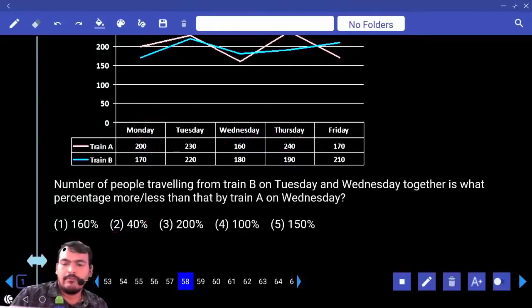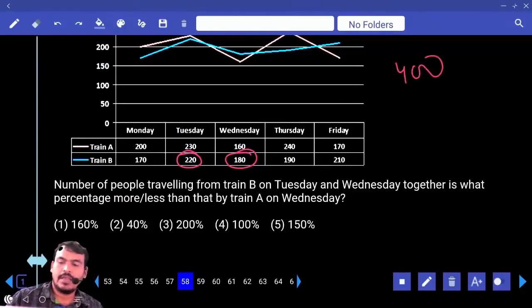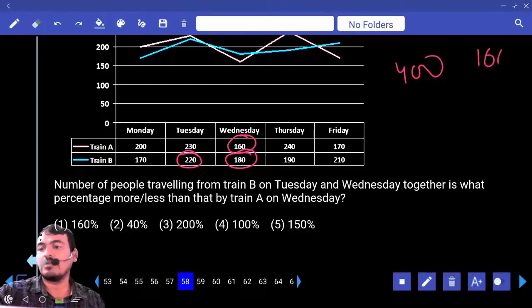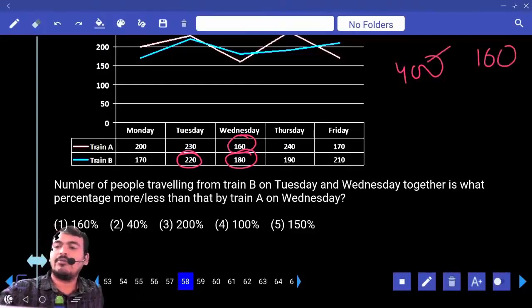The number of people traveling train B on Tuesday and Wednesday together is what percentage more or less than that by train A on Wednesday? What is the B value on Tuesday? 220. Wednesday 180. Total it is 400. Next to train A on Wednesday 160. 400 compared to 160, just listen. 400 and 160 means 80 how many times? 5 times. 80 how many times?